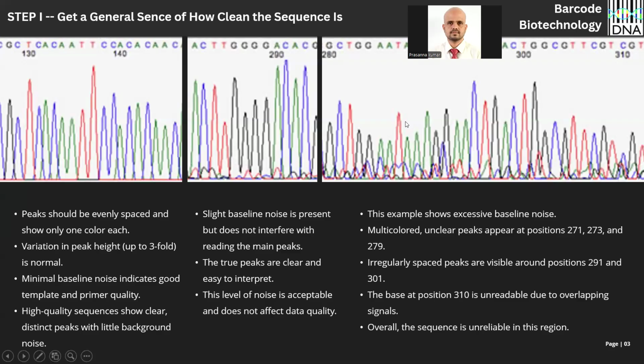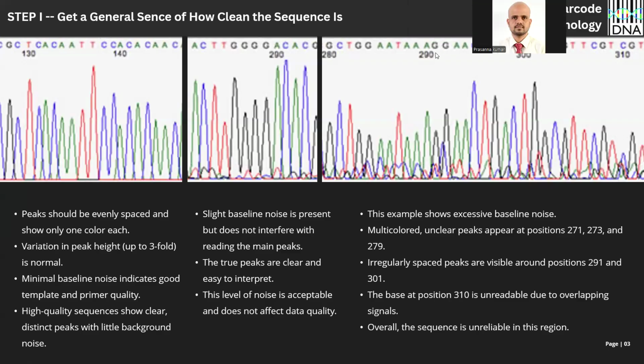But when you see here, the third segment, irregularly spaced peaks are visible around 291. Here we have 290. This is 291. See here, we cannot call this peak. We know this is guanine and guanine, but there is a cytosine peak in between these two guanines. So we need to consider this area very carefully.